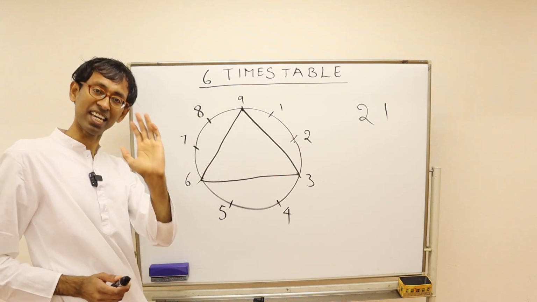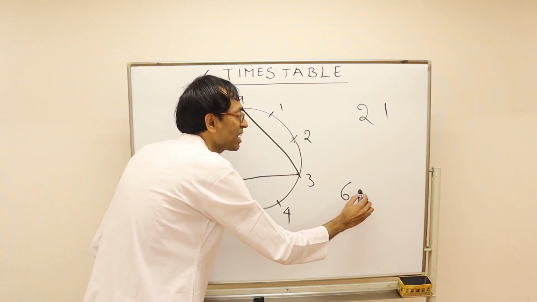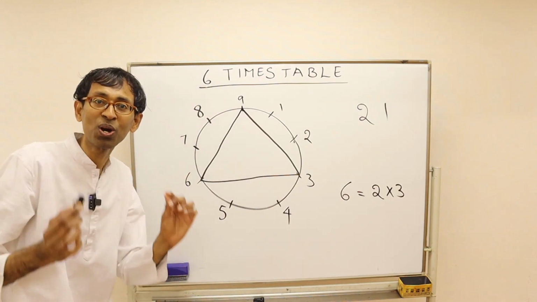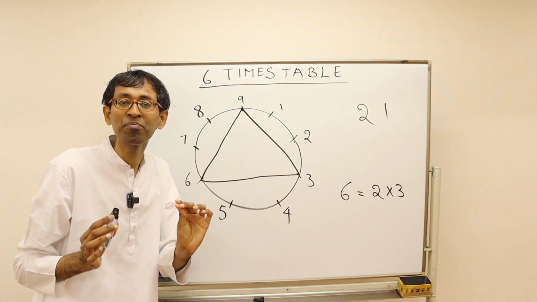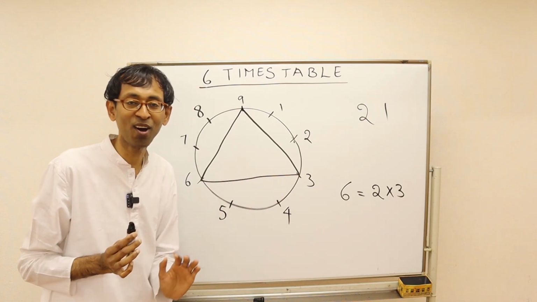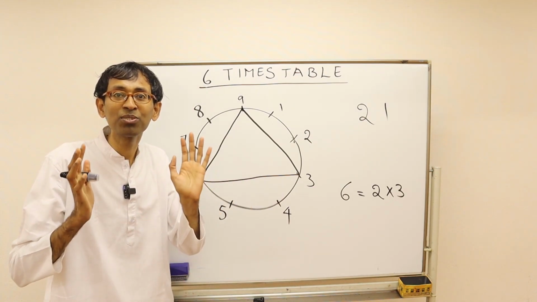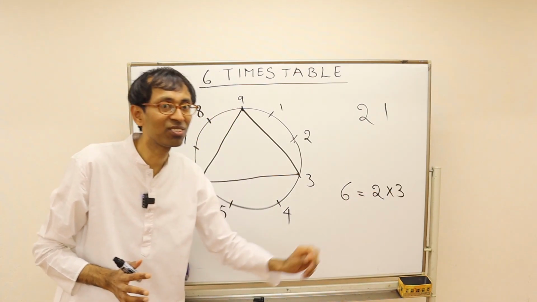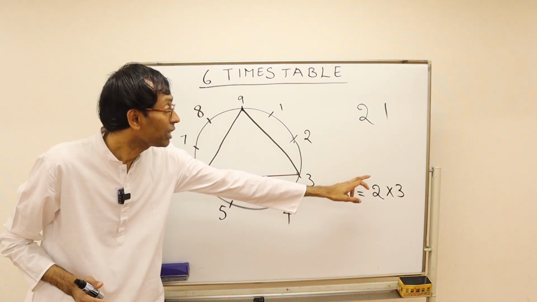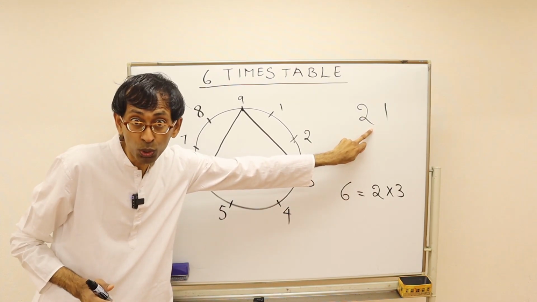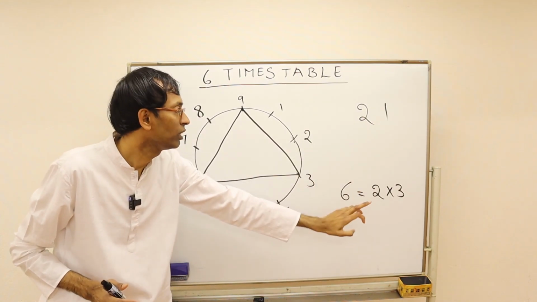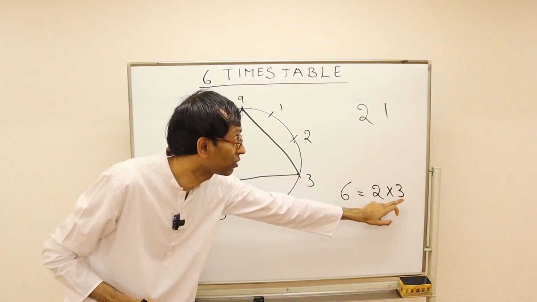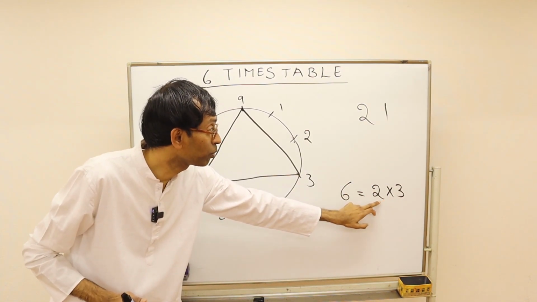So the hint is 6 is 2 times 3. So to check if a number is divisible by 6 or not, we have to check the divisibility with 2 and also with 3. So is this number divisible by 2? No. So this number is not divisible by 6. This number is divisible by 3, but it is not divisible by 2.